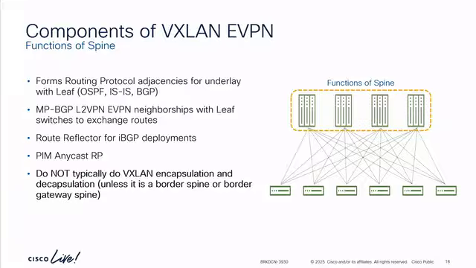Now, the spines are different. They are lighter, they are leaner, and they have no VTEP activity unless they get characterized as a border. The spines do a couple more important things as well. In addition to forming all the adjacencies with the leaves, they are responsible for being the route reflectors.